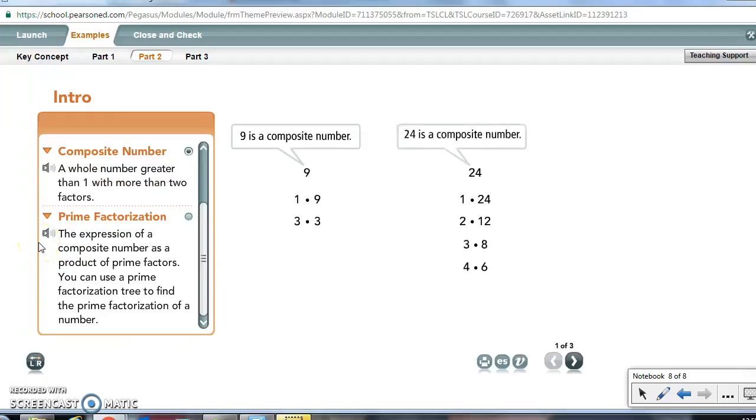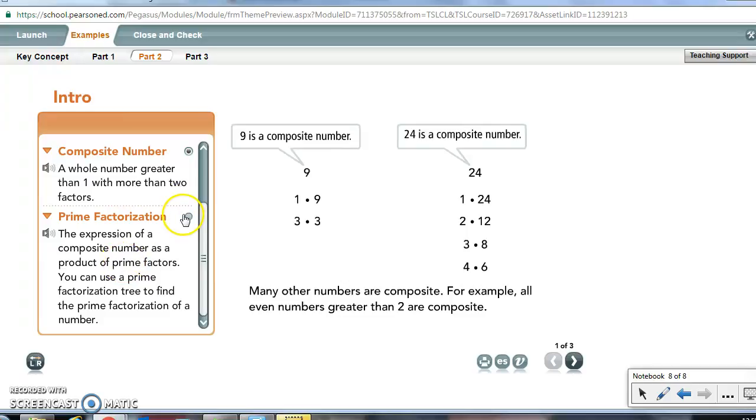Many other numbers are composite. For example, all even numbers greater than 2 are composite. Okay, so a prime factorization is the expression of a composite number as a product of prime factors. You can use a prime factorization tree to find the prime factorization of a number.